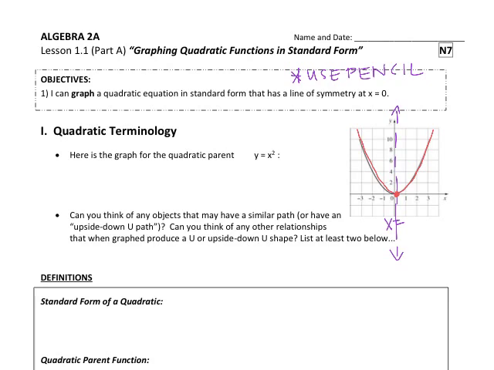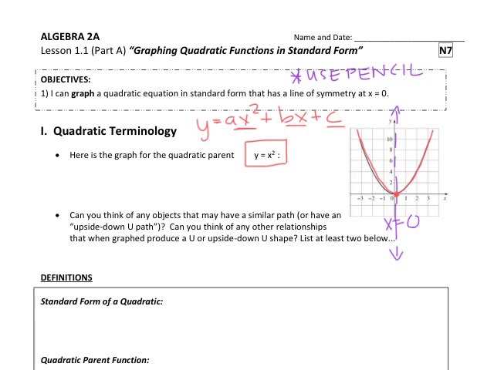And we are also going to be taking a look at what it means to be a parent function. So the parent function of the quadratic that we're going to be graphing is y equals x squared. And if you remember from Algebra 1, quadratic functions are those that have the form of y equals ax squared plus bx plus c. So we have an x squared term, we have an x term, and we have a term that has a constant and no variable.